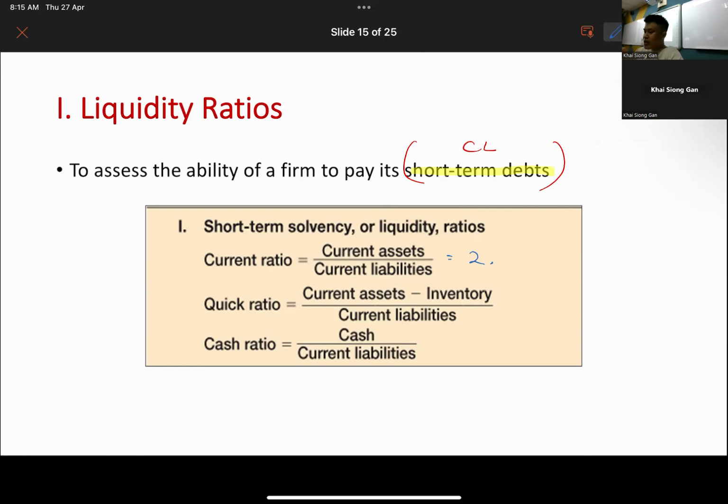Okay, now we wouldn't want the current ratio to be too high or too low. For example, when the current ratio is too low, what does it mean? It means maybe you do not have enough current assets, do not have enough liquidity to pay for your short-term debts.